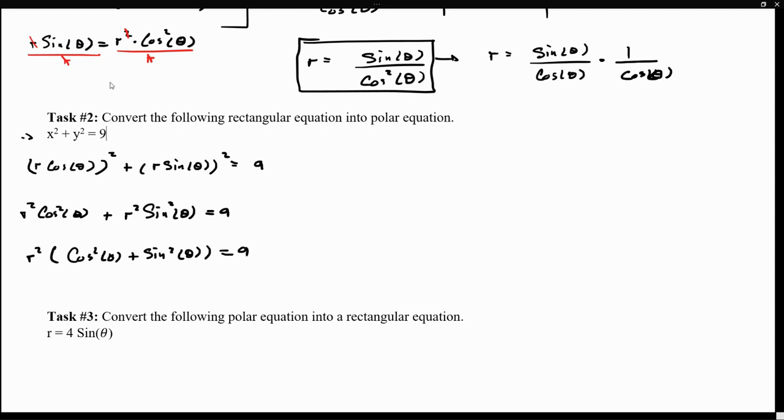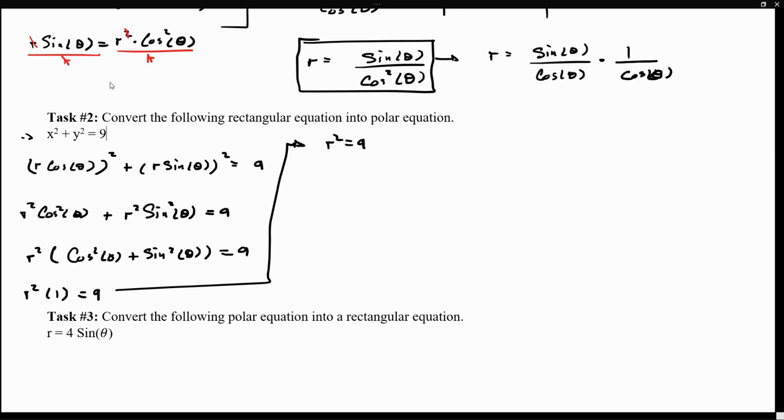But notice that here we have a trigonometric identity. Cosine squared plus sine squared, this is equivalent to 1. So therefore, we could just rewrite it as r squared times 1 equals 9. We can still simplify this, and now we have r squared equals 9.